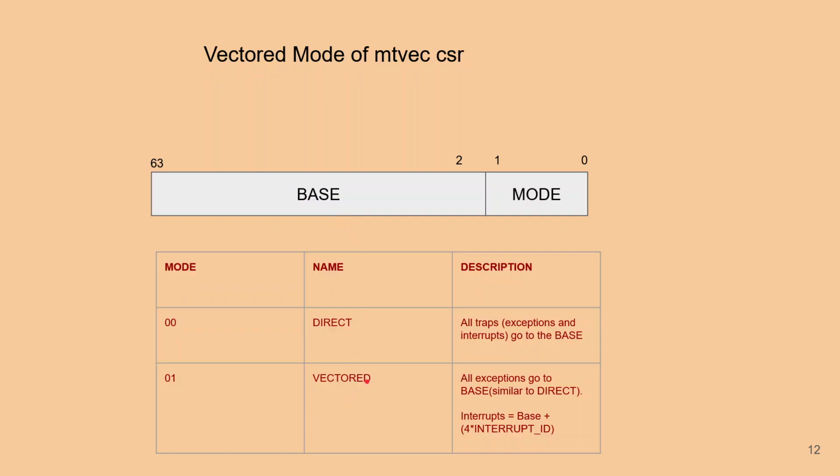In the case of vectored addressing mode, all the exceptions go to the base address as before, but the interrupts get their own entry point based on their interrupt ID. The entry point for each of the interrupts is calculated by the sum of the base address, which is programmed in the mtvec CSR, and the interrupt ID of the interrupt left shifted by 2.